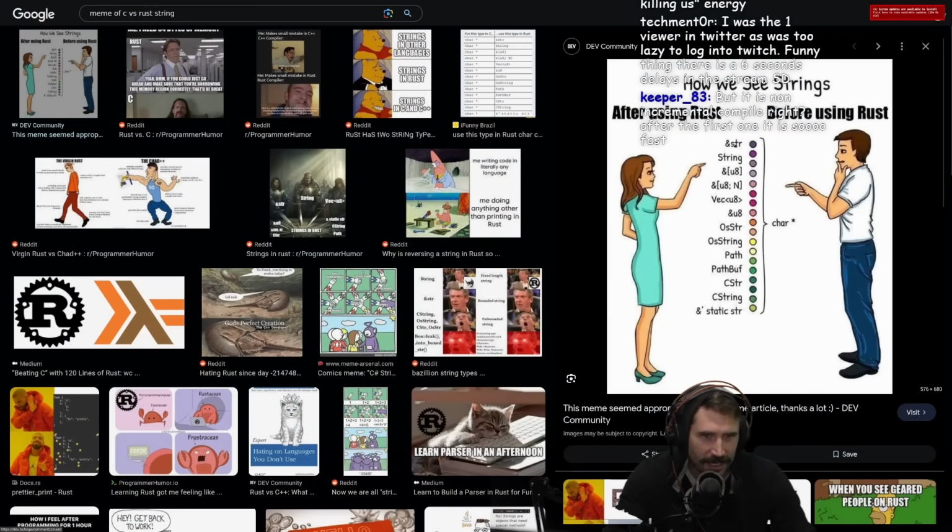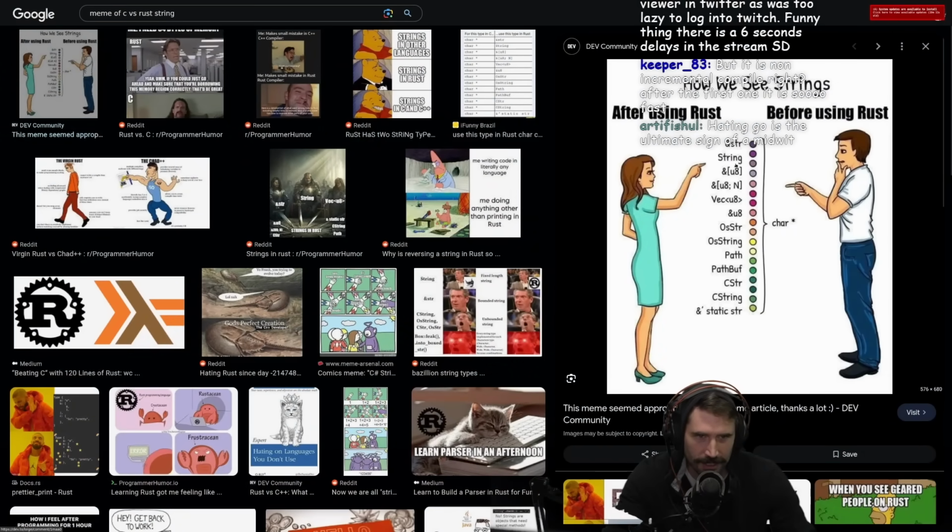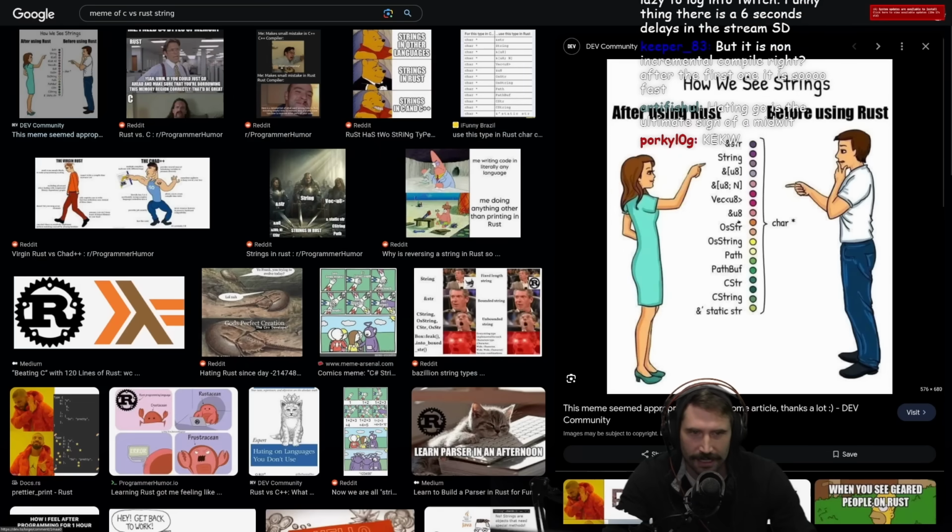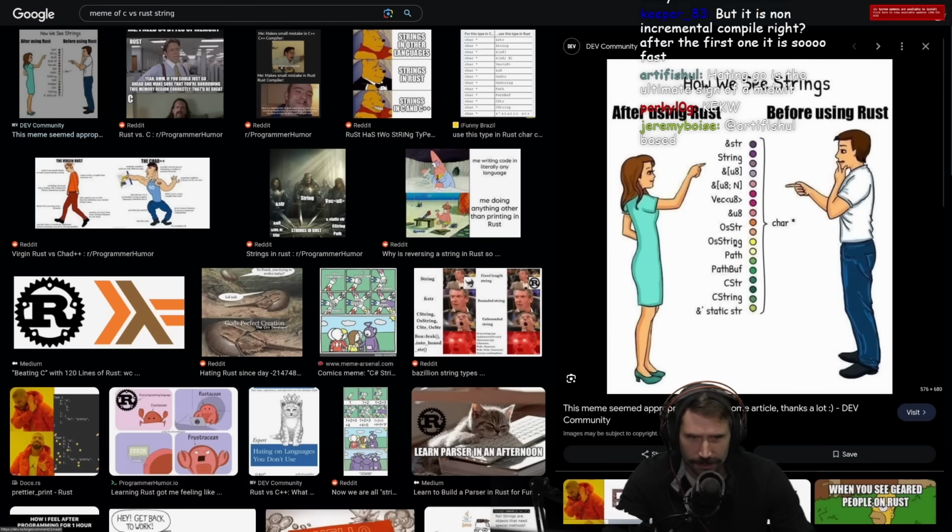Look at this thing. Is it a reference to a str? Is it a String? Is it a slice of u8? Is it a slice of u8 with the length? Is it a Vec of u8? Is it a reference u8? I'm not sure about that one. What the hell's that thing? Is it an OsStr? Is it an OsString? Is it a Path? Is it a PathBuf? Is it a CStr? Is it a CString? Is it a static str?